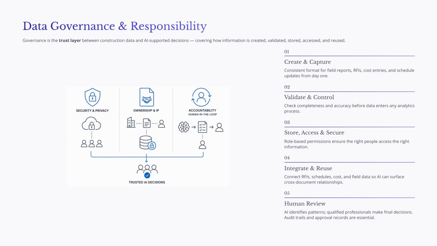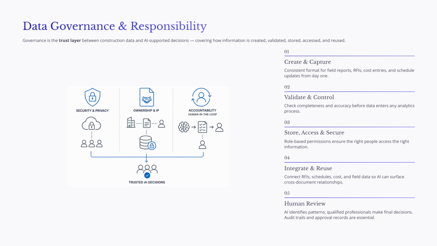The second responsibility is to validate and control data quality. Before information enters an analytics or AI process, it should be checked for completeness, accuracy, and consistency. For example, a daily report with no crew size, a schedule activity with missing logic, or a cost record with an inactive cost code should be flagged before it is used for analysis.